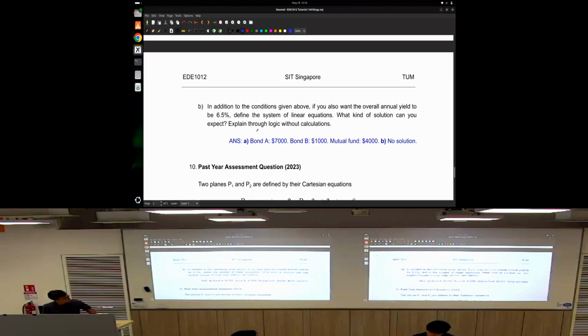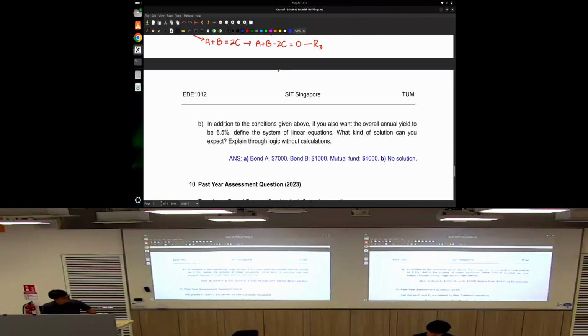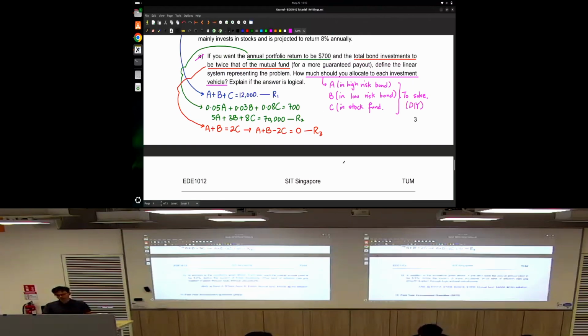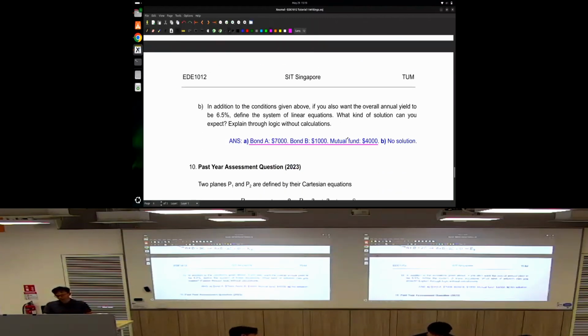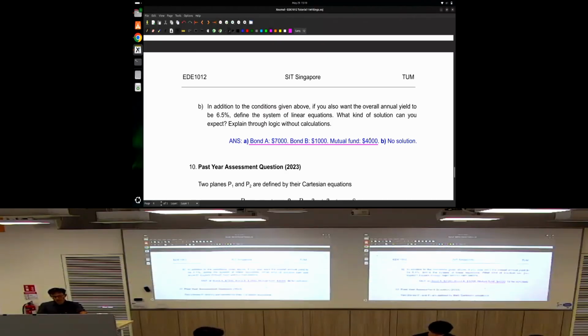But now, it asked, explain if the answer is logical. Is this logical? What is logical in the first place? What do we mean by logical? The solution you can do yourself, this one can solve. But what do we mean by logical? Anyone wants to try? That's what I'm trying to say. What do you mean by logical?